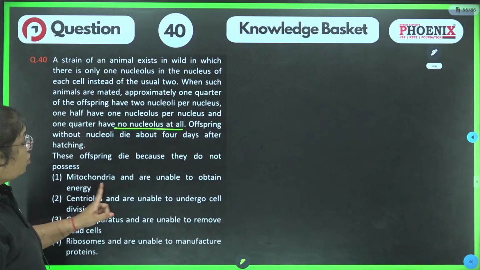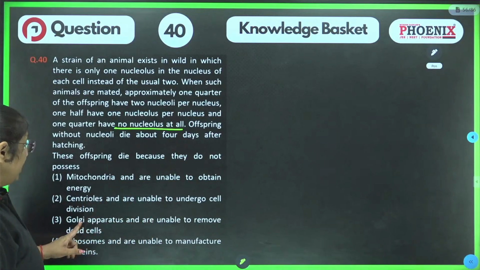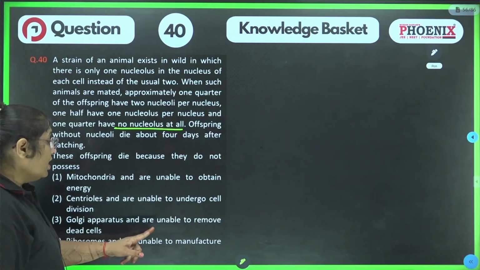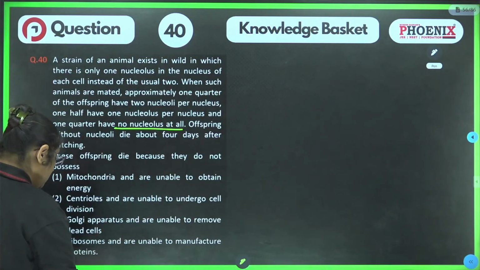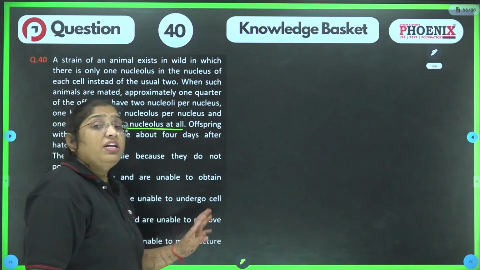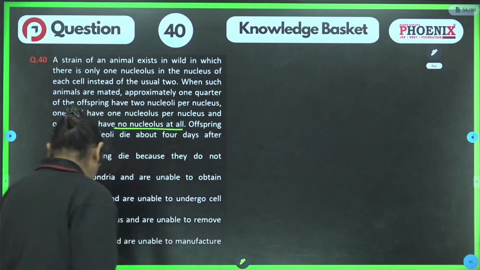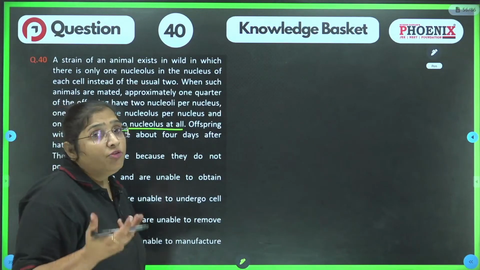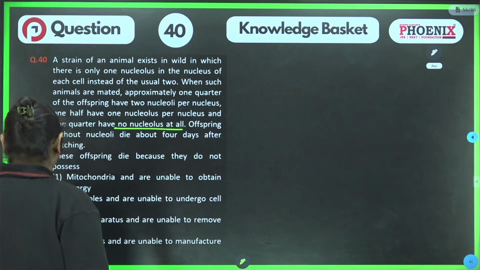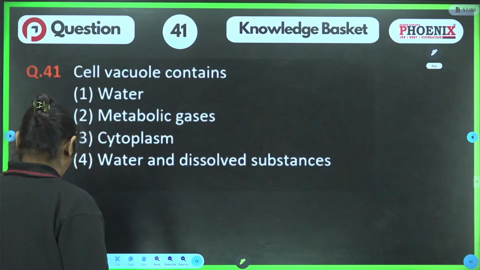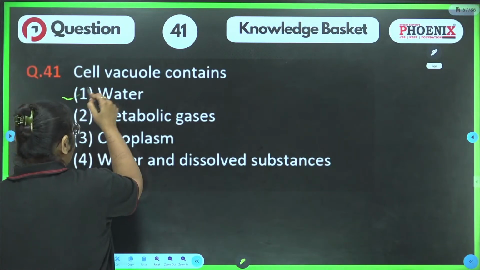The given options are: mitochondria are unable to obtain energy, centrioles are unable to undergo cell division, Golgi apparatus are unable to remove dead cells, and the offspring do not possess ribosomes. Because if there is no nucleolus, there is no formation of ribosomes and no RNA, and also there will be no formation of protein, because ribosomes are directly connected to the synthesis of protein. Cell vacuole contains water.